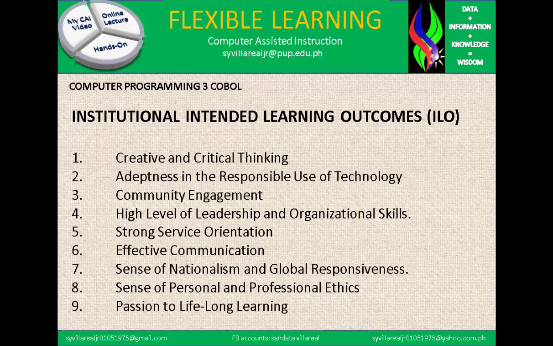Now let's move on to the ILO, or the Institutional Intended Learning Outcomes. So we have 9. First, for the students to have creative and critical thinking. Second, the adeptness in the responsible use of technology. Third is community engagement. Fourth, high level of leadership and organizational skills. Fifth, strong service orientation. Sixth, effective communication. Seventh, sense of nationalism and global responsiveness. Eighth, sense of personal and professional ethics. And the last one, passion for lifelong learning.